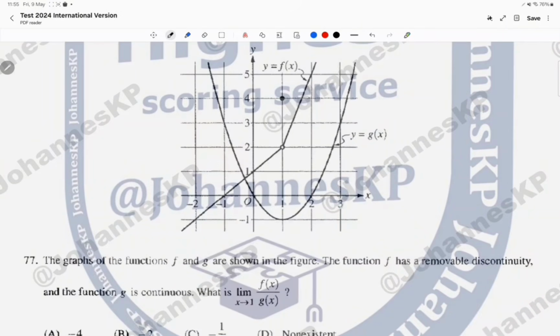77. Okay, they're asking us for the limit of x approaching 1 for f of x and g of x. When x approaches 1, how much is the f of x? So this is the x of 1. How much is the f of x? Would you choose the dot or the hole if they say limit?